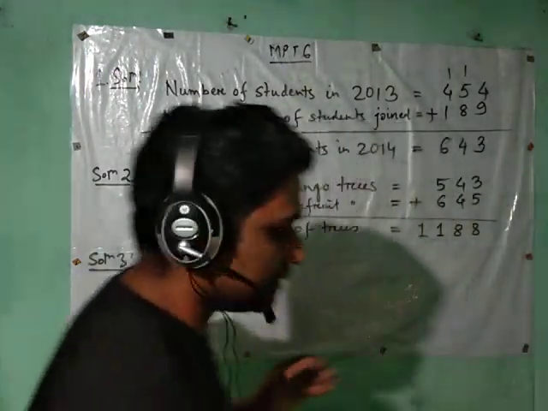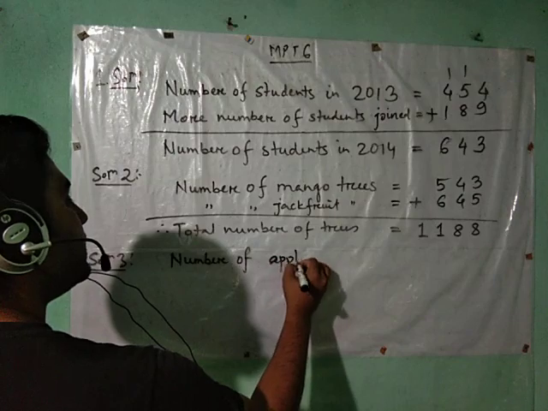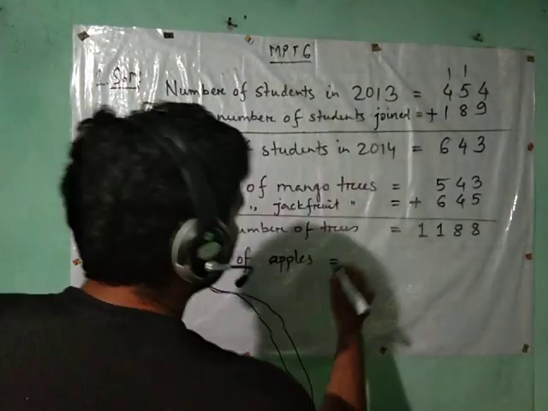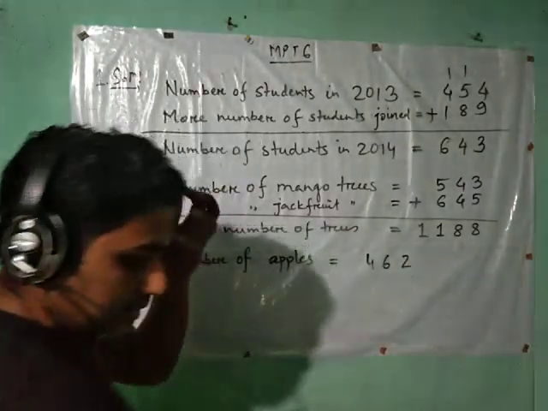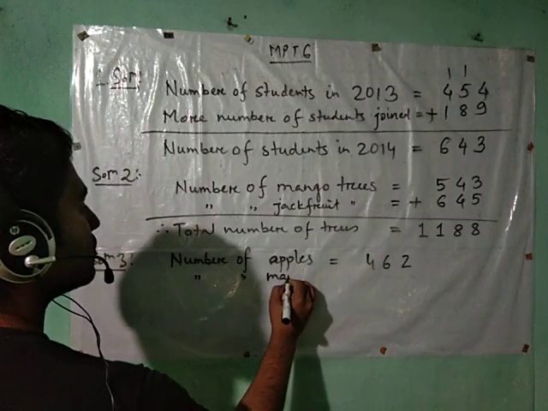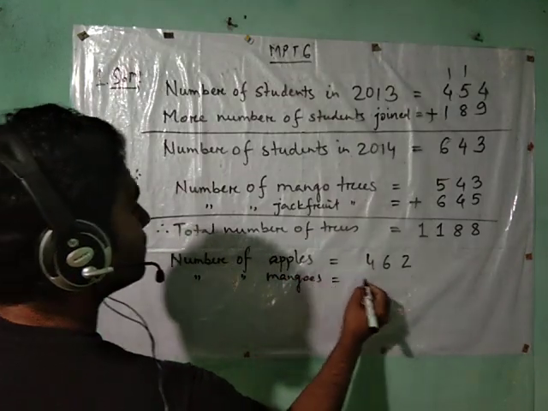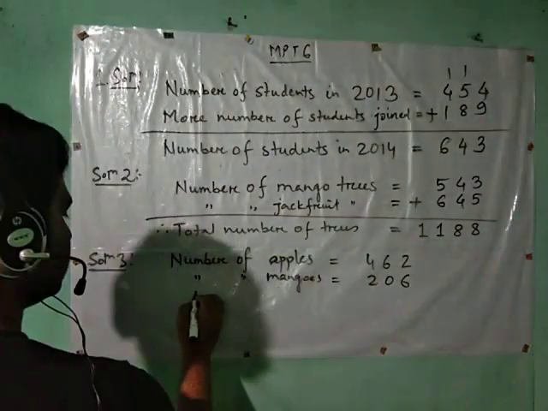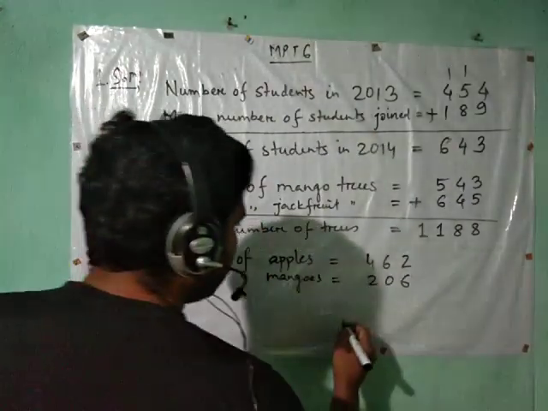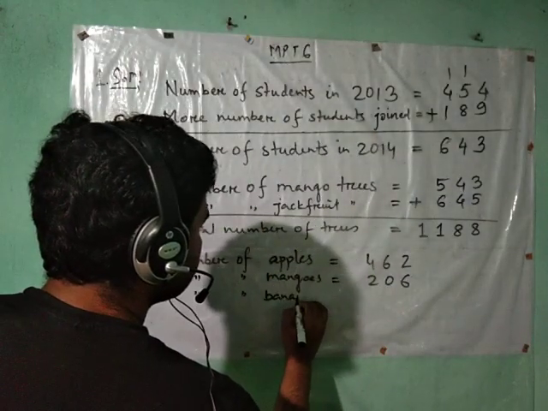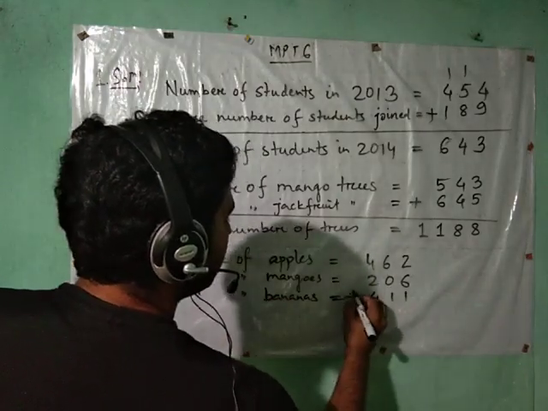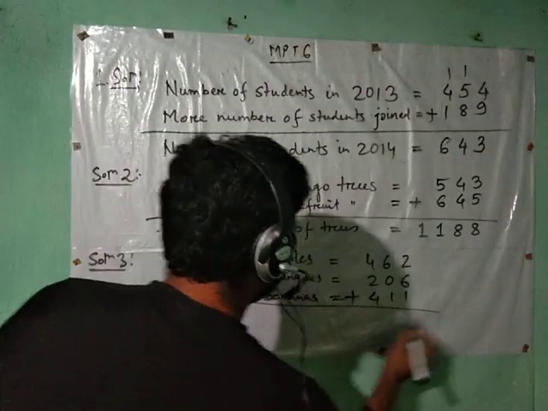Number of apples, A-P-P-L-E-S. Number of apples how much? 462. Then number of mangoes, 206. Number of mangoes, 206. Then number of what? What was after mango? Bananas, 411. Number of bananas, 411. Now all of them you need to add.